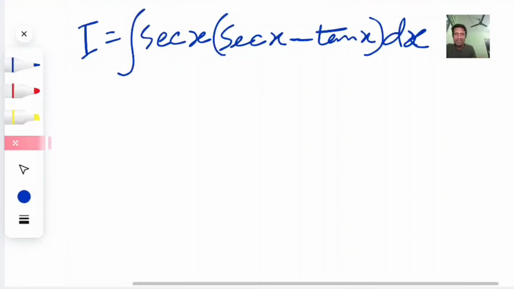How will you do this integration math? The integration math is I equals integration sec x (sec x minus tan x) dx. Now we can do this math in this way.